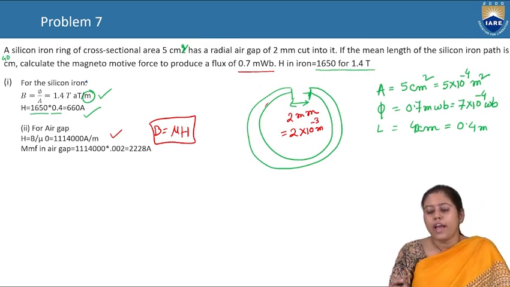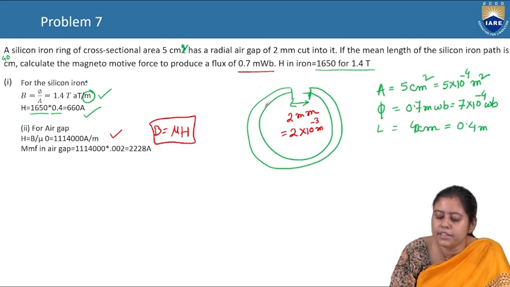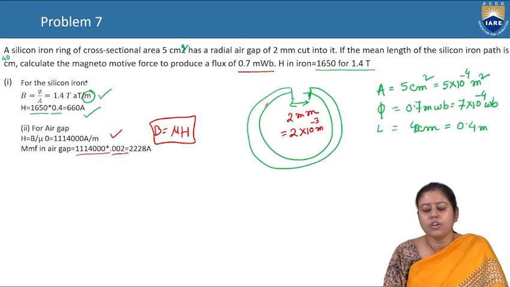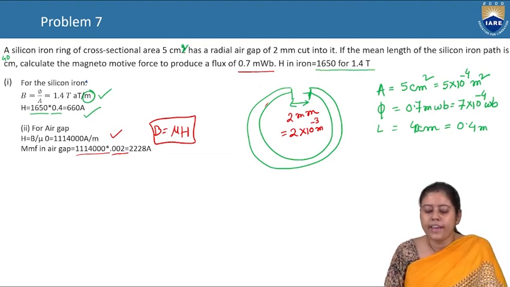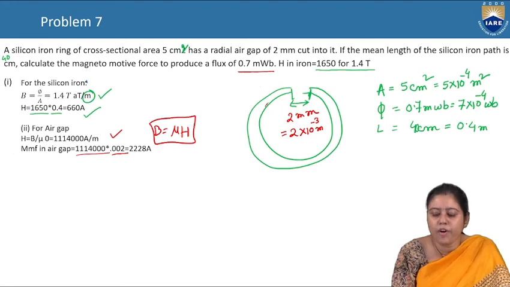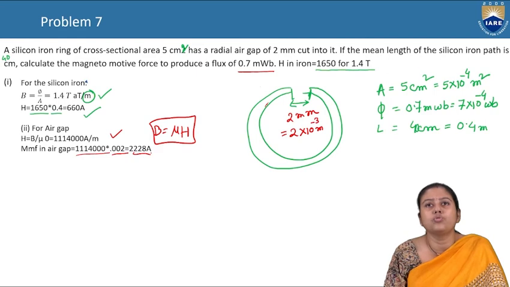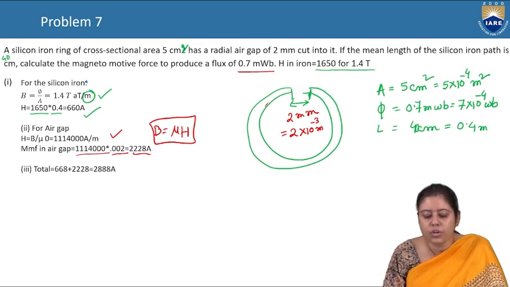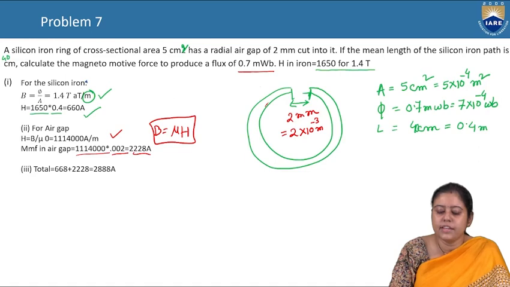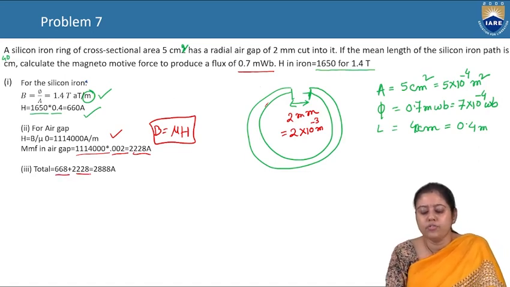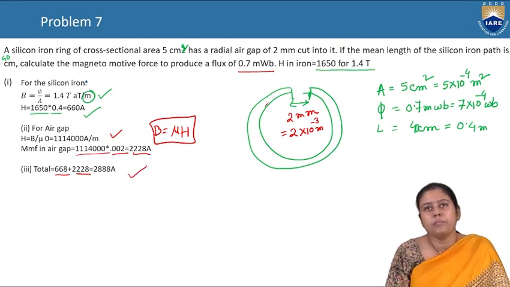So if we want to calculate the MMF within this gap, the same problem, H is equal to that H into 0.002. So if we put the value, we can get the MMF. The MMF of the iron length is 660 ampere, and for this small gap is 2228 ampere. So total MMF of this ring will be the addition of 660 plus 2228.